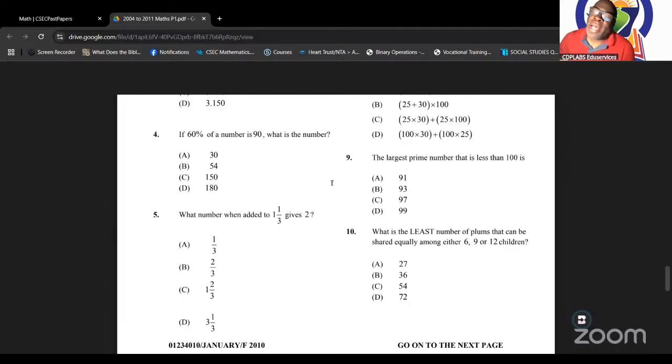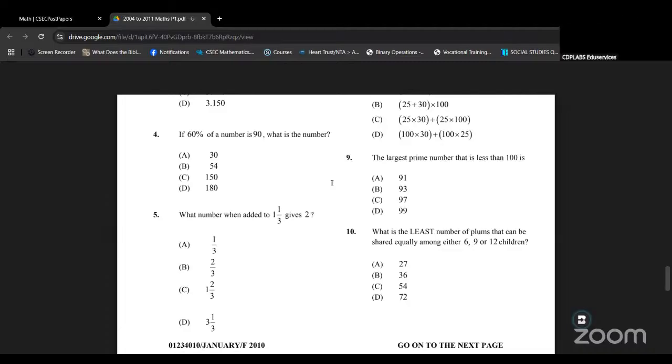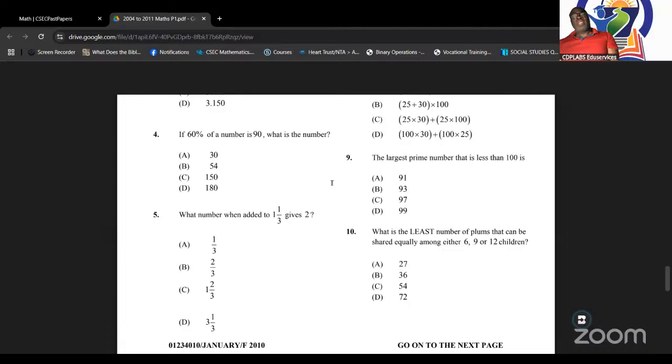Well, the key thing is that they ask you for the largest. It simply means then that there is more than one prime number. So you have to choose the largest of the few prime numbers that exist. Now you have to look at it. It is obvious that D is not a prime number because it is divisible by more than one number and itself. It's also divisible by 3. This is divisible by 11, right? It's divisible by 9.